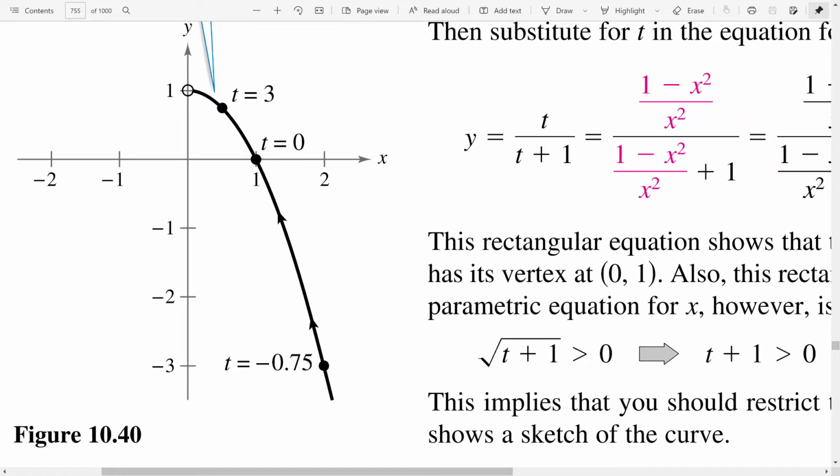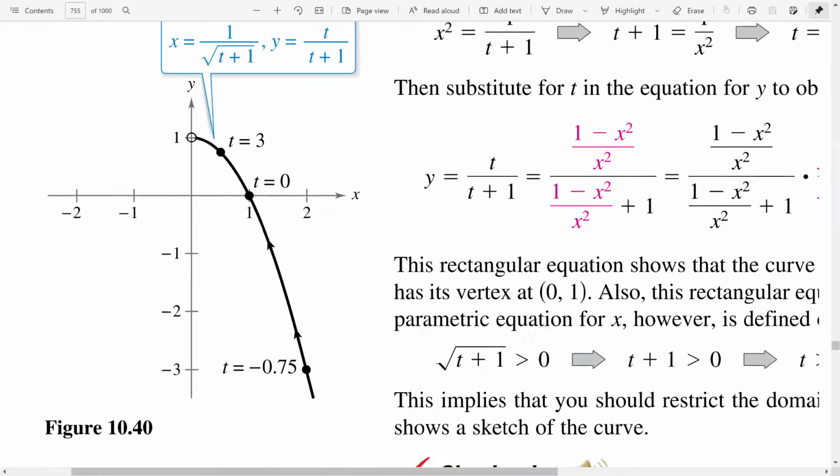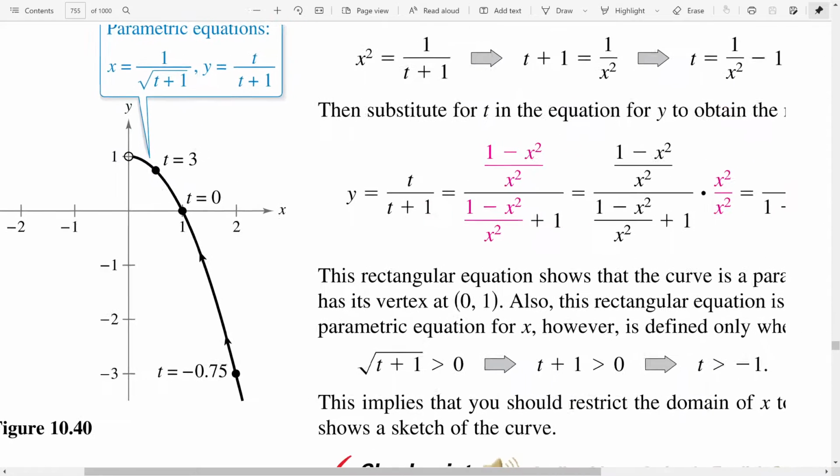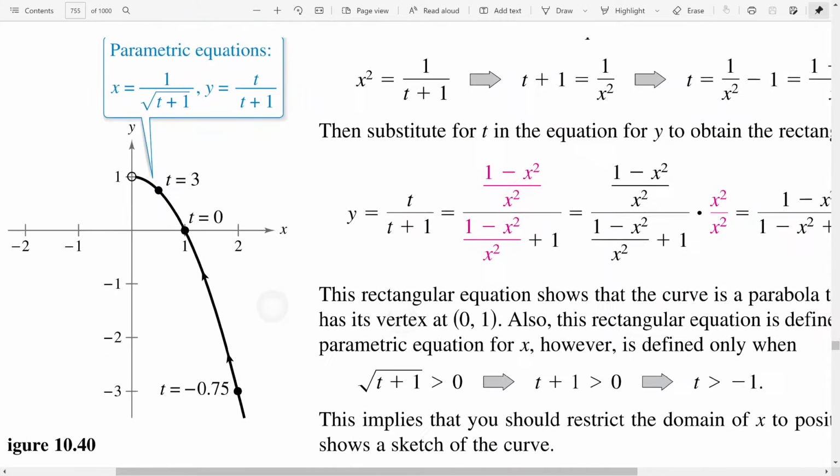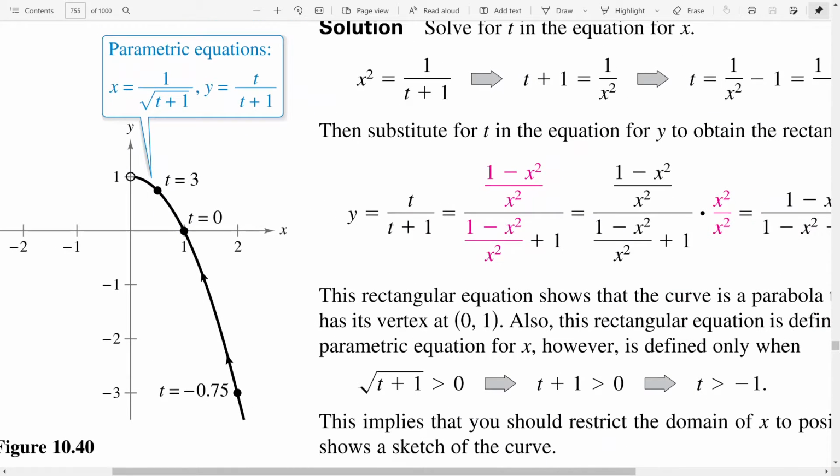So just be aware that once you do the whole process of eliminating the parameter to get that rectangular equation, you also need to take a look at the parametric equation you started with and see if there's anything you need to worry about in terms of what t can be, especially if you have a square root in the denominator. Really, the main things we worry about with domain are square roots or variables in the denominator.